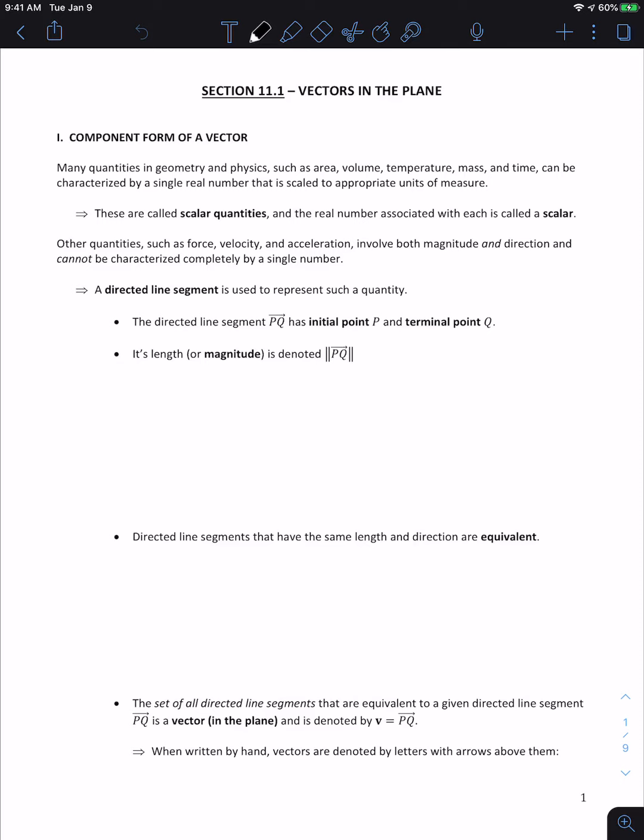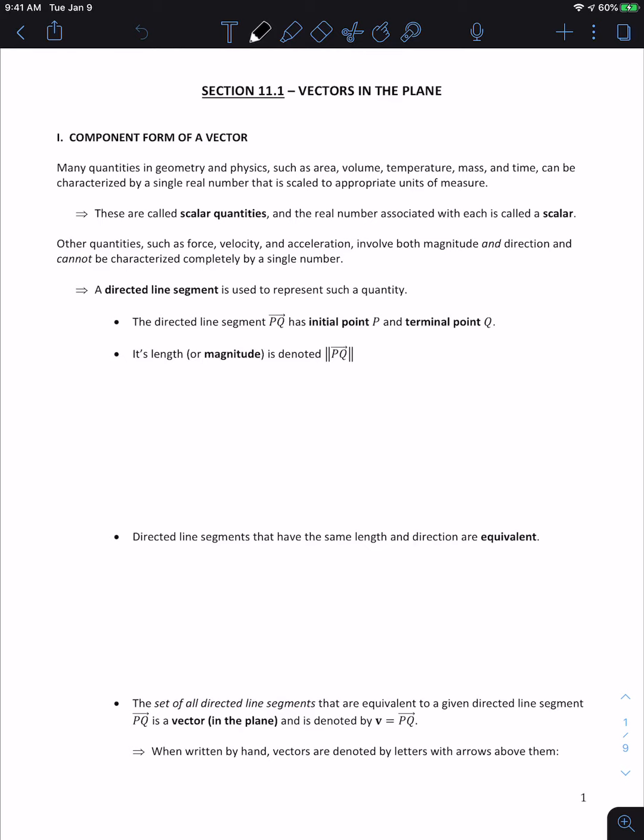Many quantities in geometry and physics, such as area, volume, temperature, mass, and time, can be characterized by a single real number that is scaled to appropriate units of measure. These are called scalar quantities, and the real number associated with each is called a scalar. So, for example, it's 100 degrees outside, or the length of a bench is 50 inches long.